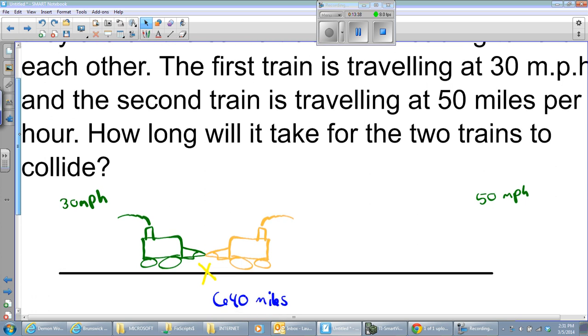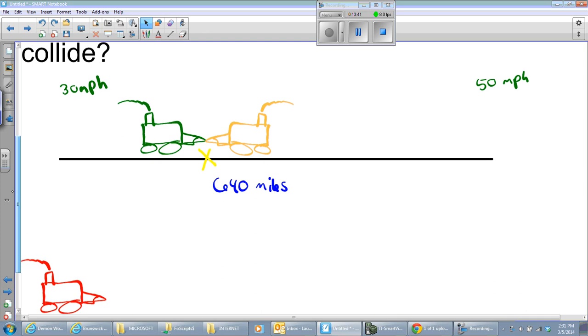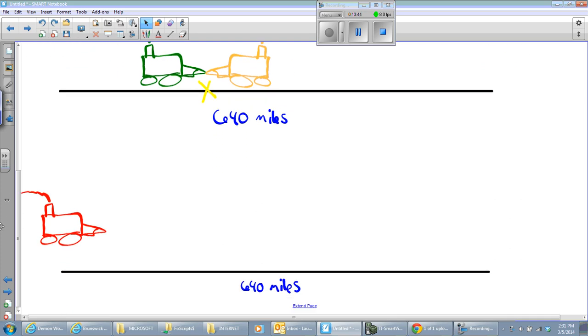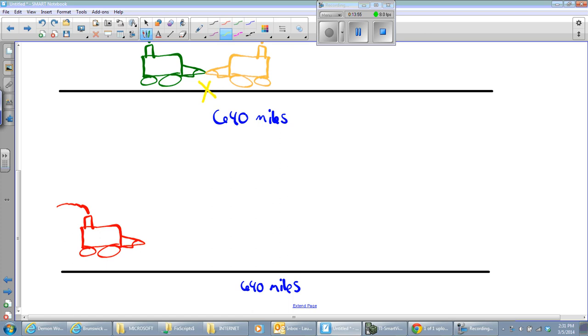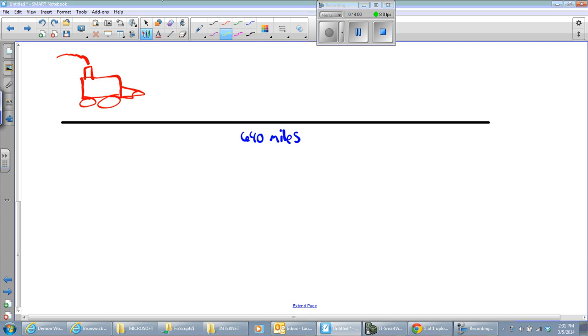Now, the two trains, one traveling 30, one traveling 50, have covered 640 miles in 8 hours. I wonder, what speed would a train have to be traveling to cover 640 miles in 8 hours by itself? Well, the time up here was 8 hours. I'm going to use my D equals RT equation. D equals RT. And I'm going to see how fast this red train will have to go to cover the 640 miles by itself in the same amount of time. So 640 miles, we don't know the rate, and the time is 8 hours.